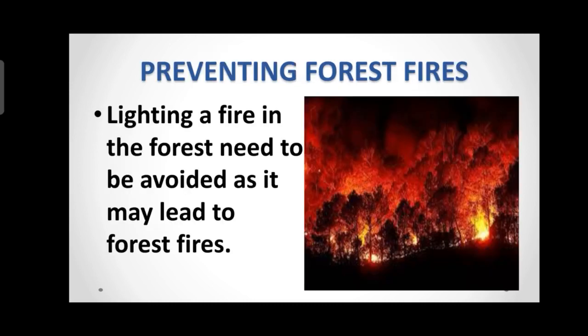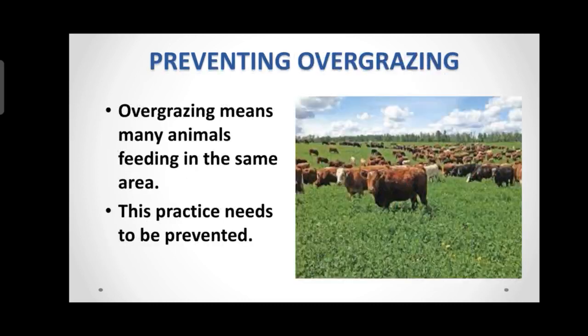Preventing forest fires. Lighting a fire in the forest needs to be avoided as it may lead to a forest fire and in that case all the birds and animals will die. So lighting a fire in a forest must be avoided. Preventing overgrazing. Overgrazing means many animals feeding in the same area. This practice needs to be prevented because if the animals feed in the same area for a longer time, there will be loss of grassland and it will cause soil erosion.